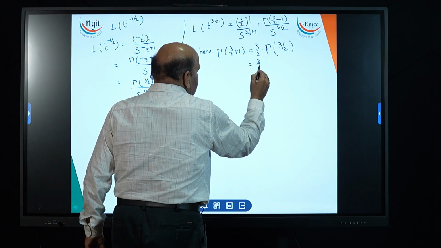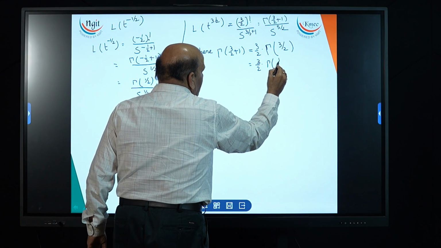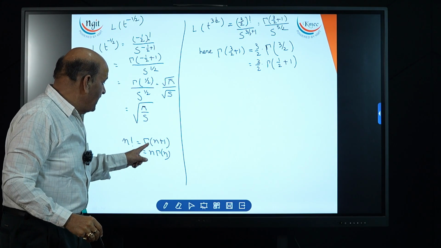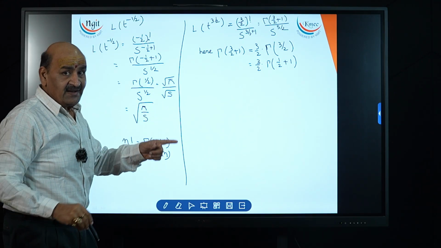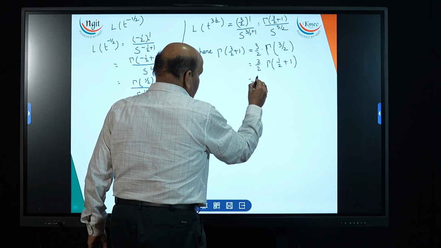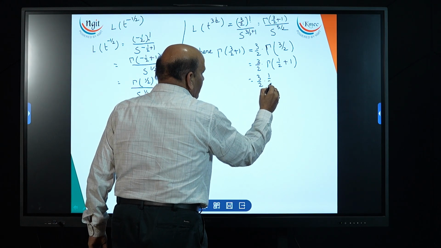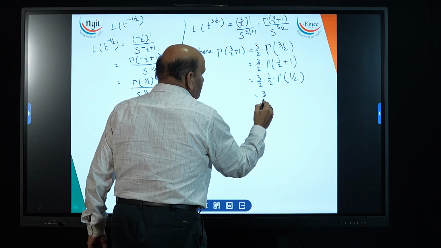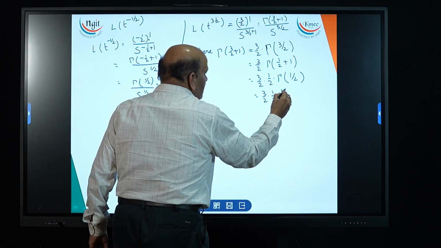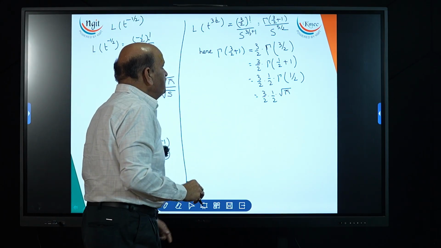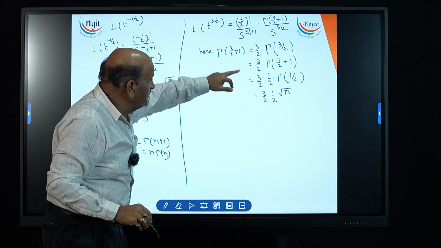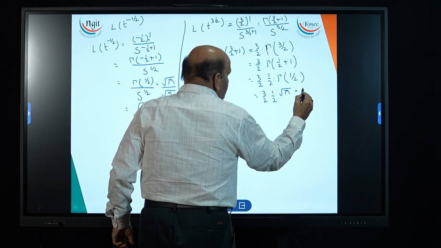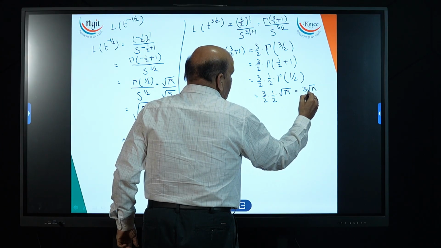It can be written as 3 by 2 into gamma of half plus 1. Both are the same. Again, gamma n plus 1 equals n gamma n. Again, reduce the function. This is equal to 1 by 2 into gamma of 1 by 2. Now, this is equal to 3 by 2, 1 by 2, and gamma of half equals root pi. So now, gamma of 3 by 2 plus 1 equals 3 by 2, 1 by 2, root pi. This is equal to 3 root pi by 4.